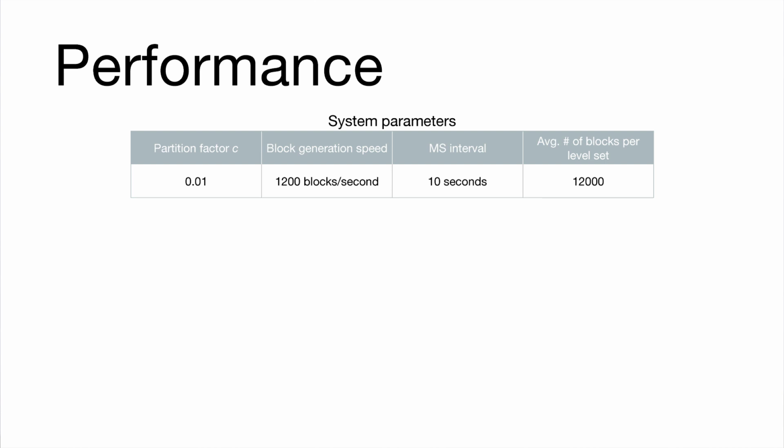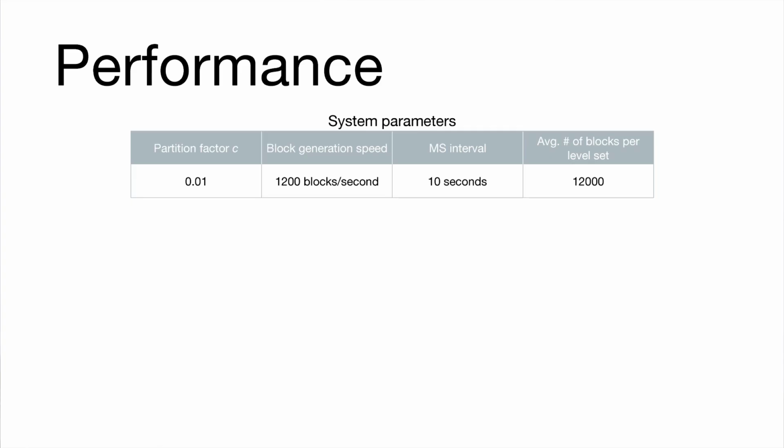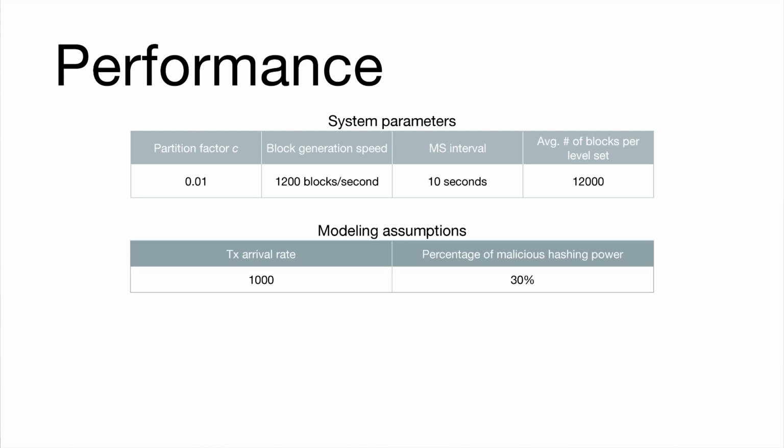This is a theoretical performance out of our modeling analysis. The system parameters for writing our testnet are as follows. The partition factor C is chosen to be 0.01, and that's a knowledgeable guess. The block generation speed is 1,200 blocks per second. That means our system is designed with the full capacity of 1,200 TPS. The milestone will be produced on average every 10 seconds, and this leads to on average roughly 12,000 regular blocks in each level set.